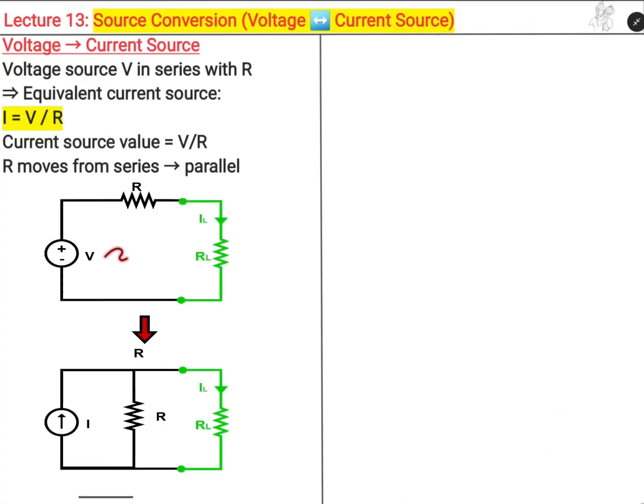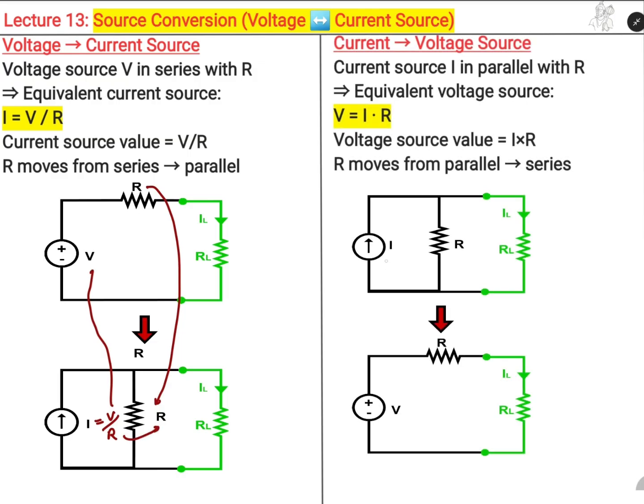When we are converting a voltage source to a current source, the resistance directly goes to the parallel, and the current value will become I equals V by R, where V is the voltage and R is the resistance. And while we are converting a current source to a voltage source, the parallel resistance directly goes to series, and the voltage becomes I into R, where I is the current source value and R is the resistance, while the load terminals remain the same. So let's understand it with the help of a numerical.